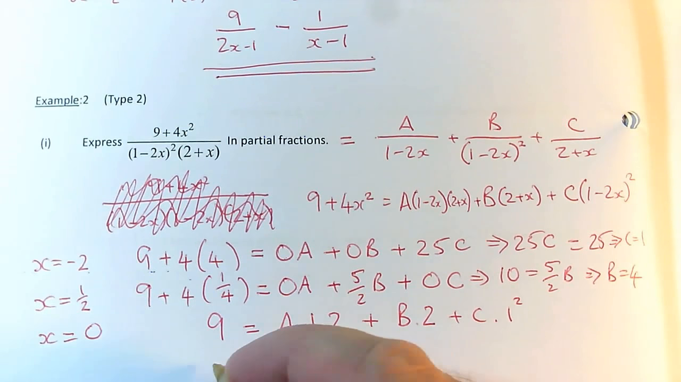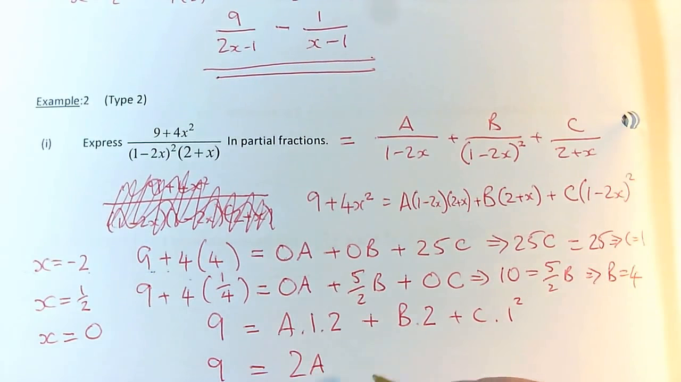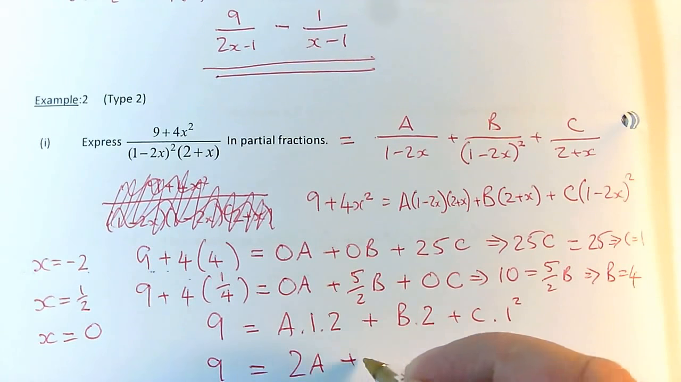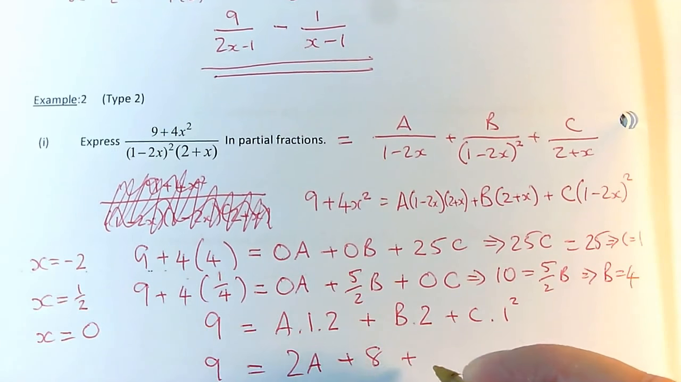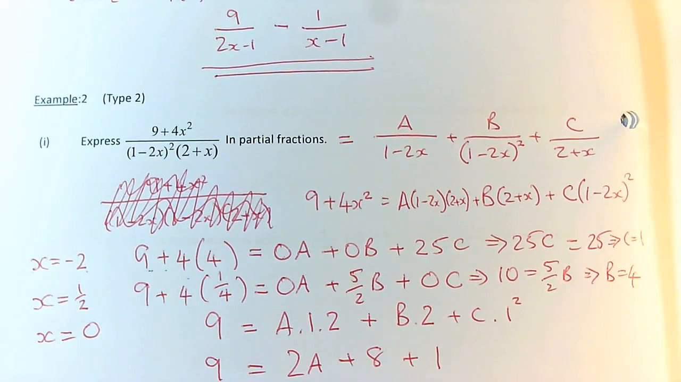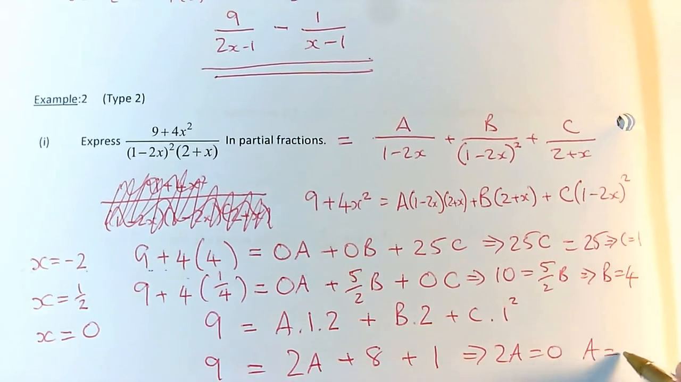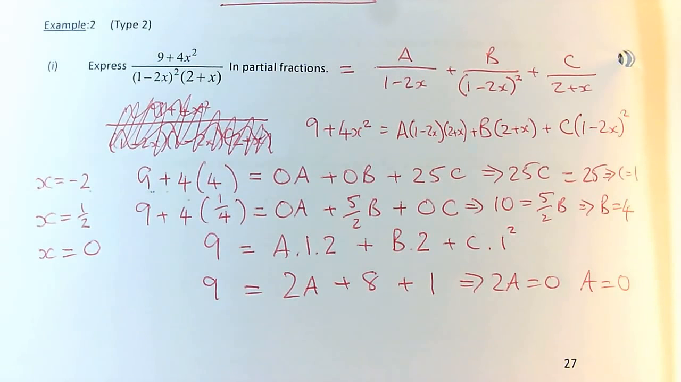So simplifying this, I get 9 equals, this is going to be 2a. When I get to these others, remember I found b and c already. b is known to be 4, so this is going to be actually 4 times 2, which is 8. And this is c times 1, so this is just c, and c is 1, so it's plus 1. So 9 equals 2a plus 8 plus 1, so lo and behold, 2a equals 0. So in this particular one, it turns out that a is 0. That can happen.